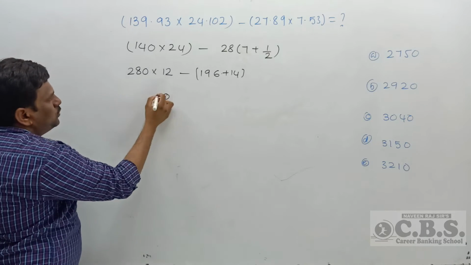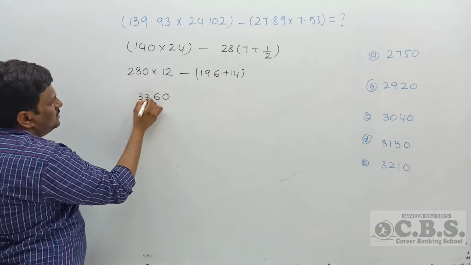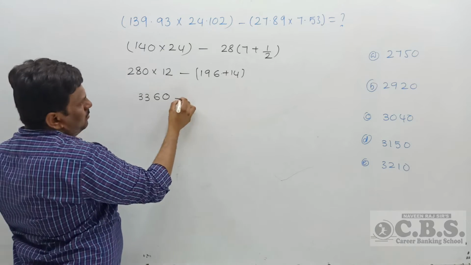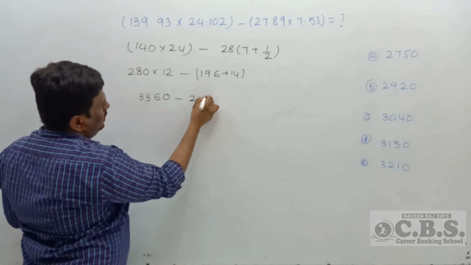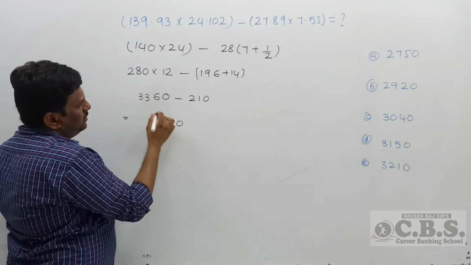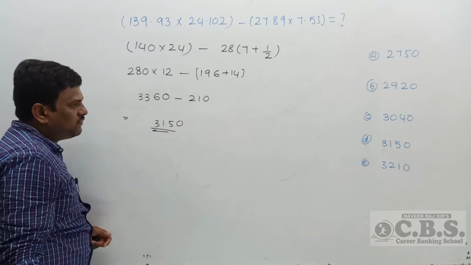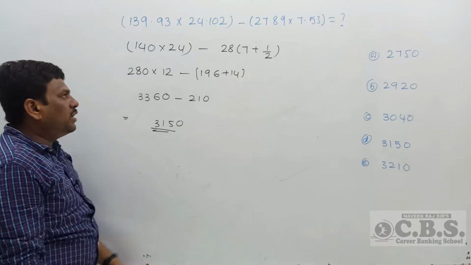Now 0, 12 is a 96, carry 9, 12 twos are 24, 24 means 33, minus, it is 210. So when you subtract off this number, 0, 6 minus 1 is 5, and 3 minus 2 is 1, it is 3. So what's your answer? 3150. Option D is the accurate answer on this question.